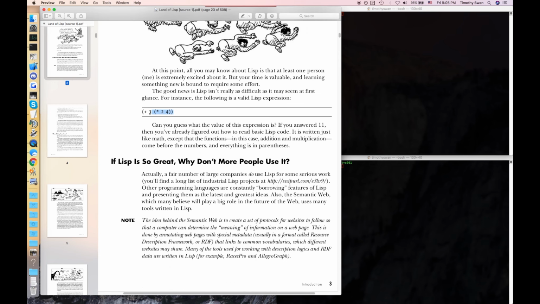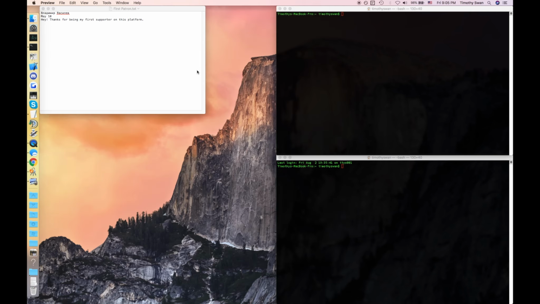So this is kind of what the syntax looks like for Common Lisp. I want to make an AI. Let's do it for fun.